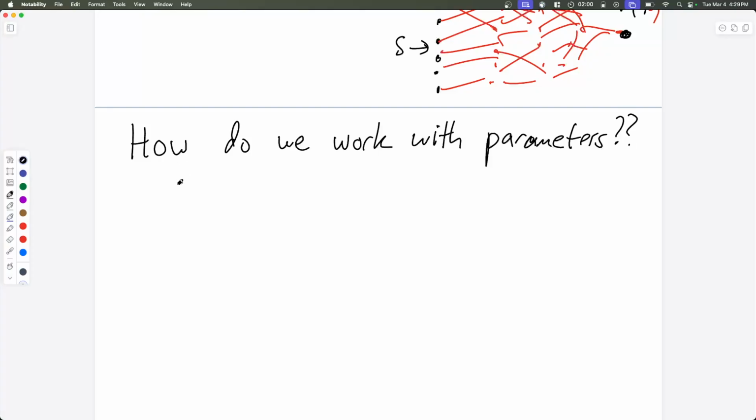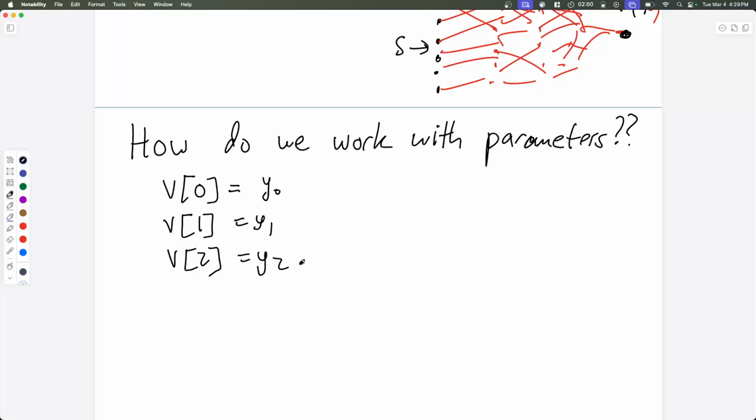Before, if we had three states, v of 0, v of 1, and v of 2, and we were asking how do we set v of 0, v of 1, and v of 2 to the things that we want, it's very simple because you can set each one directly. So this could be the value y0, y1, and y2. That was trivial before, but now it's a question.